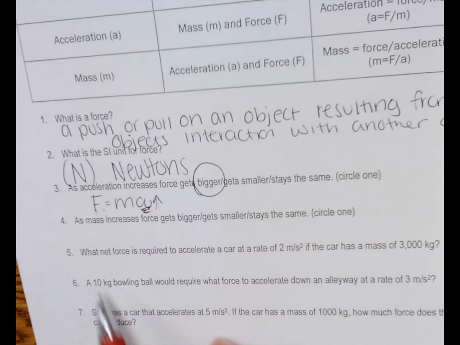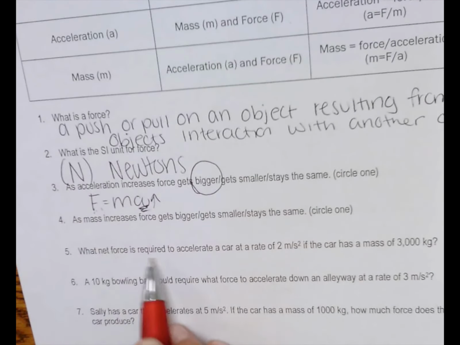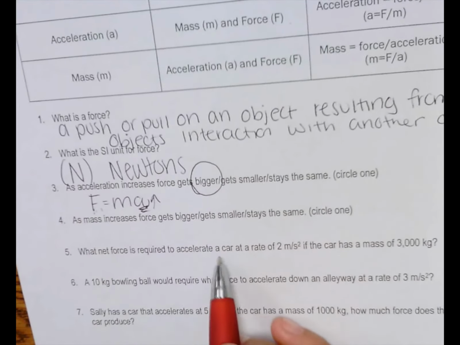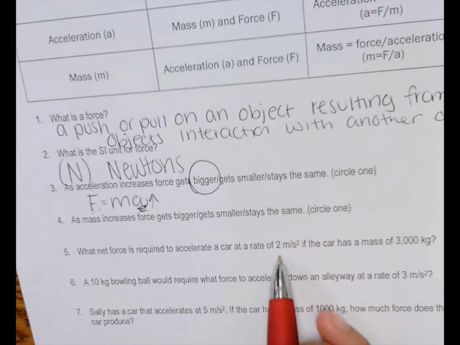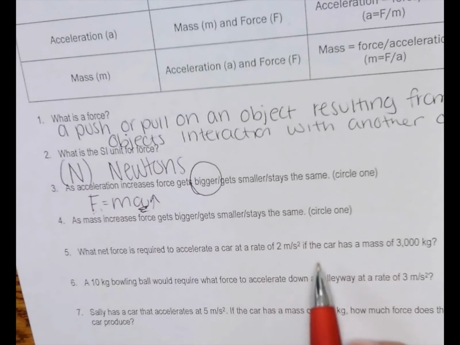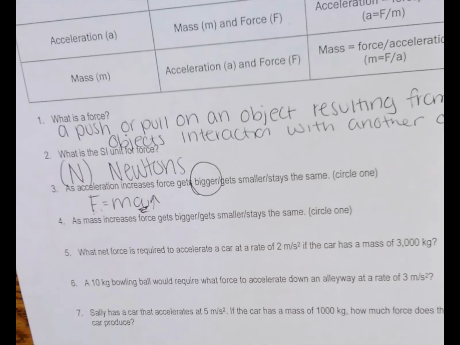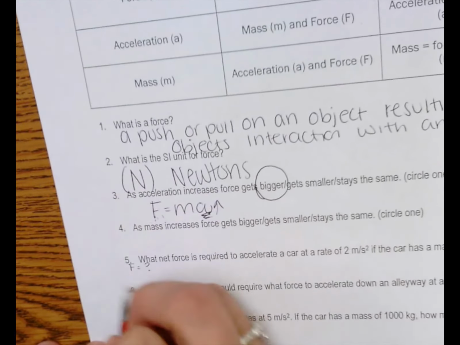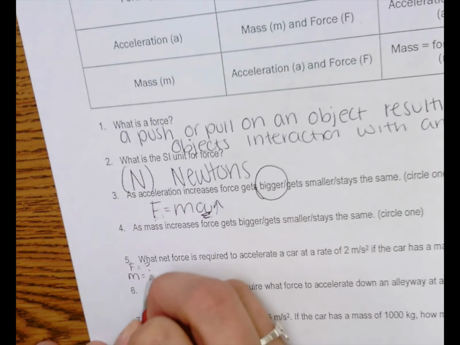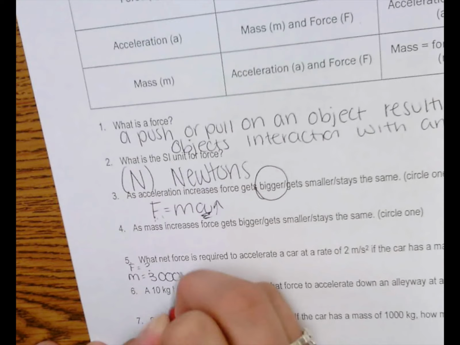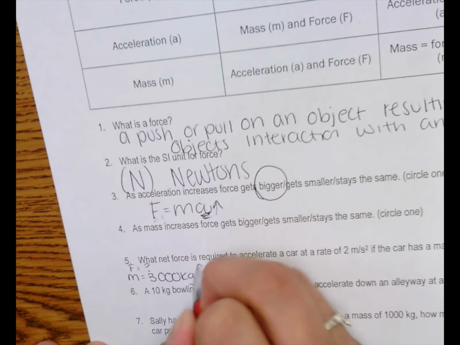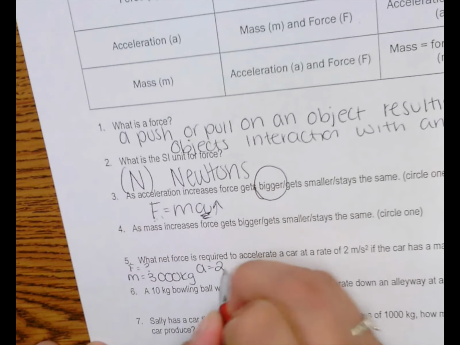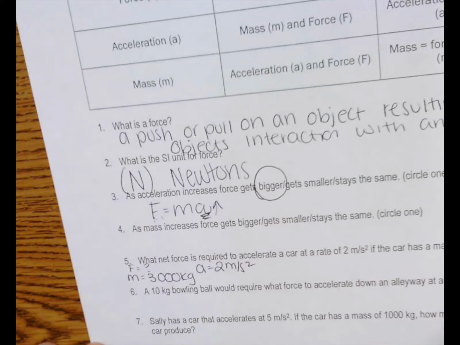Number 5, what is the net force, or what is the force that is required to accelerate a car at a rate of 2 meters per second squared if the car has a mass of 3,000 kilograms? So we're looking for force. We don't know what force is. But what do we have? We have the mass is 3,000 kilograms. We also have that the acceleration is 2 meters per second squared.